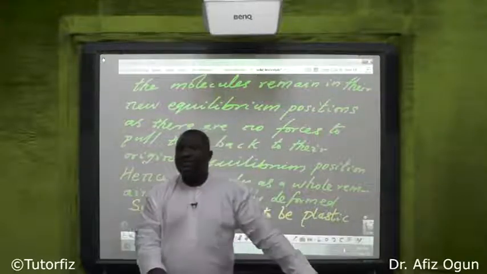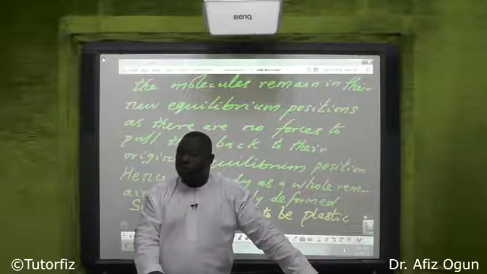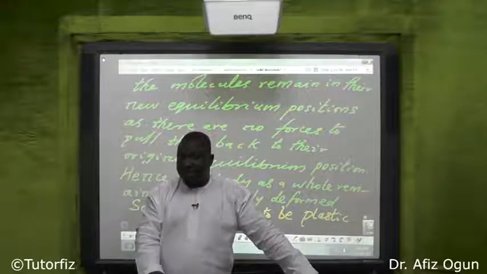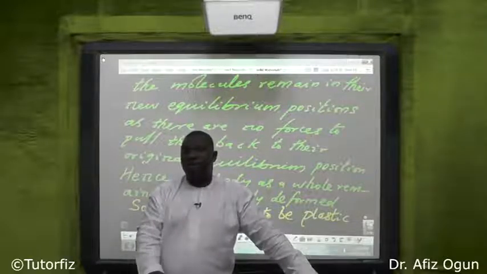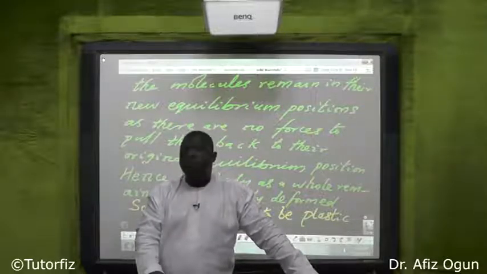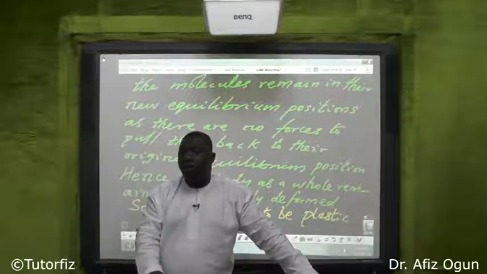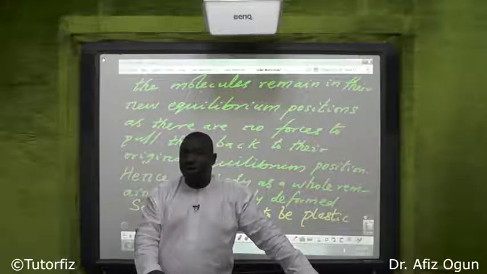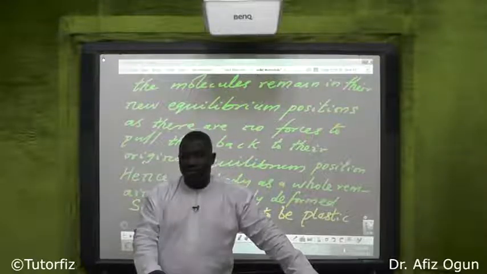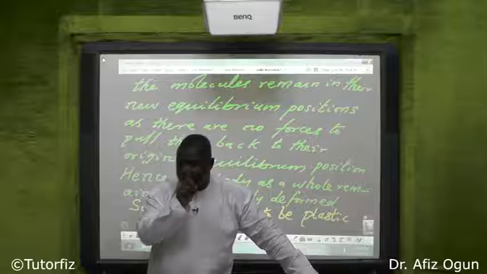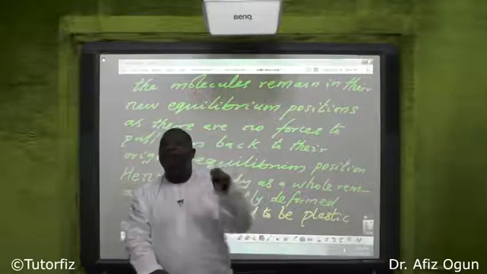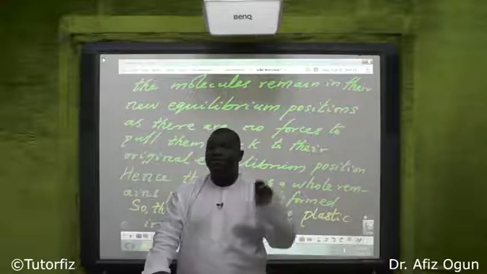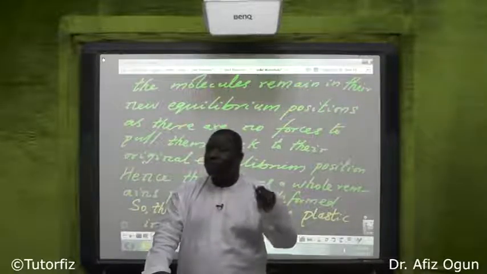So Hooke's law states that the extension in a spring or wire is directly proportional to the applied force, provided only if you do not exceed a limit. What is that limit? Limit of proportionality.